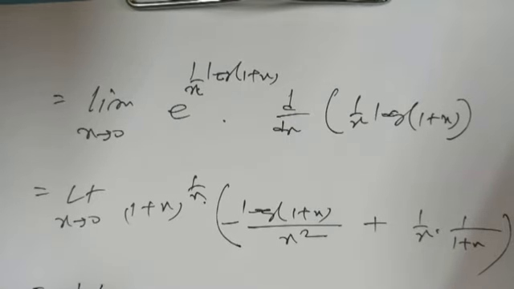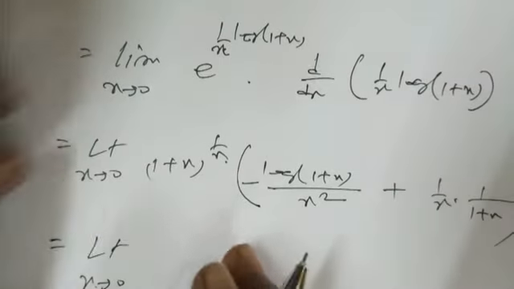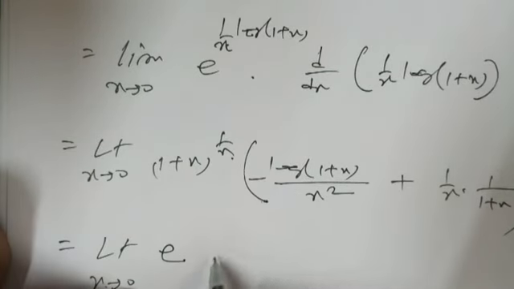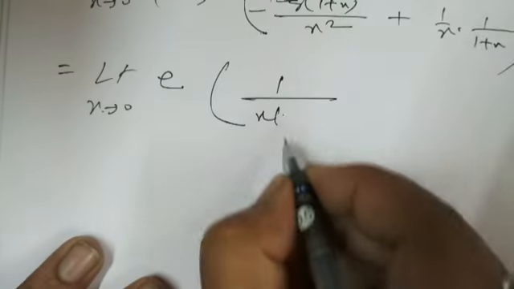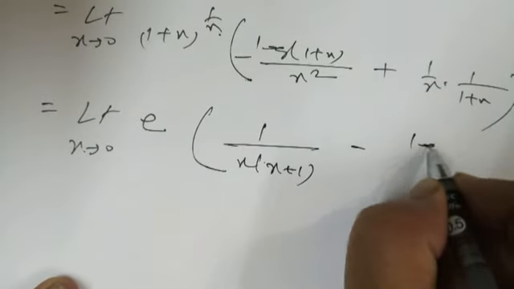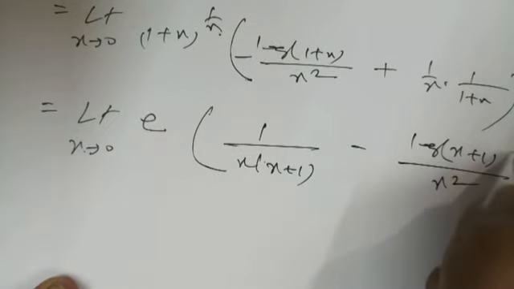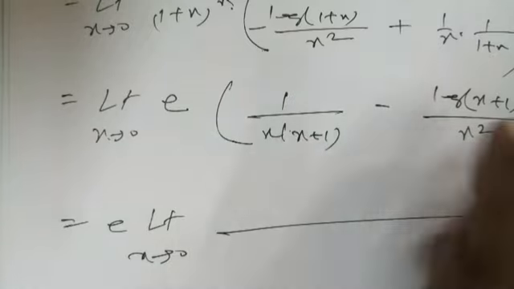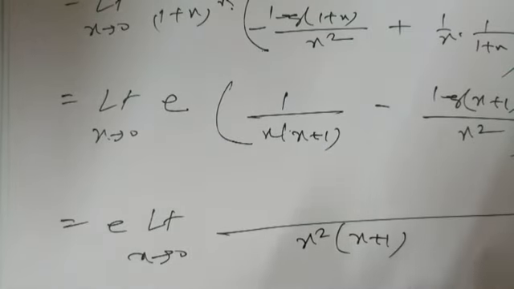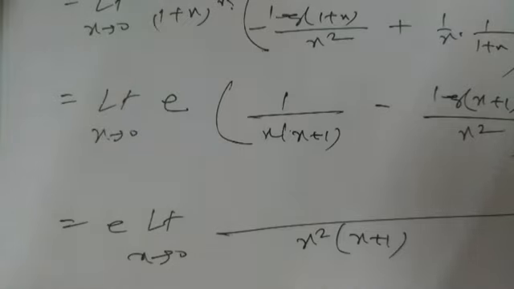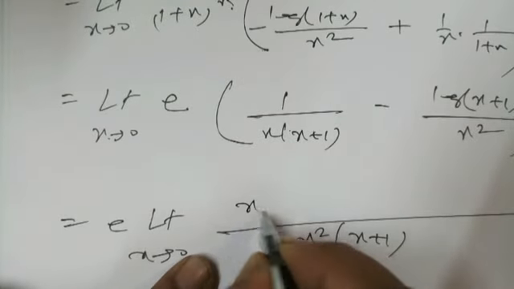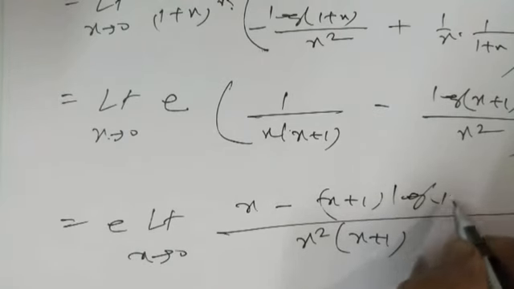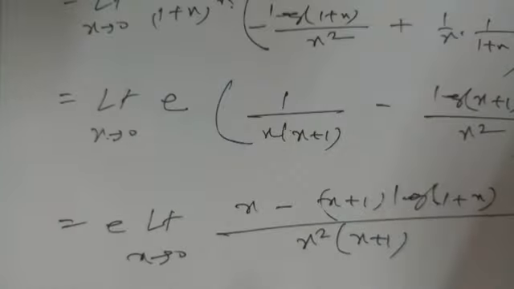Okay, and this is limit x tends to 0, and the limit of this function is e. So this is e, and this is 1 upon x common x plus 1 minus log of x plus 1 upon x square, and e limit of x tends to 0, and the LCM of this is x square common x plus 1. Okay, x common x square plus 1, and this will be x minus x plus 1 log of 1 plus x.